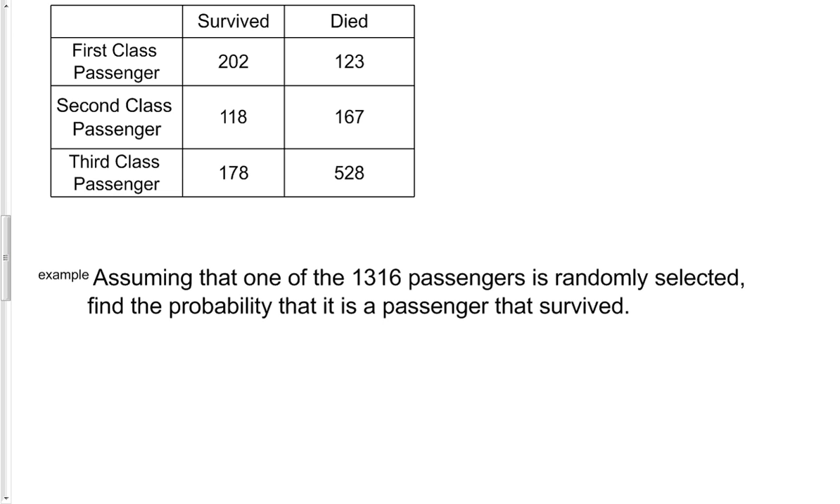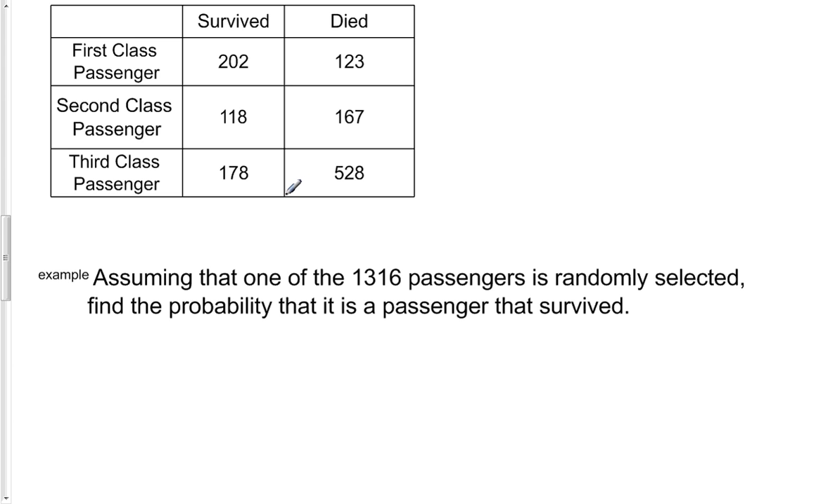Now we're going to look at an example of the relative frequency approximation for probability. And what we're looking at here is a two-way table representing the passengers on the Titanic. In the rows, we have the passengers classified by what class ticket they bought: first class, second class, and third class. And we also have them classified across the top by whether they survived or died as a result of the shipwreck.